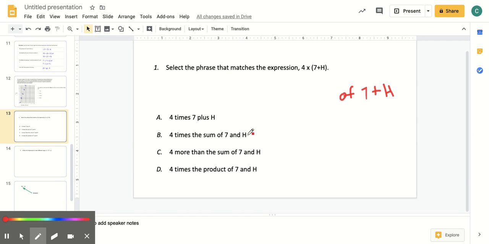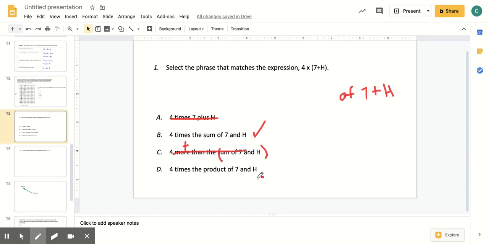So when I'm looking over these answer choices here, 4 times 7 plus h. Now that has the correct operations, but it does not show me the grouping, so therefore that expression is incorrect. 4 times the sum of 7 and h, that sounds pretty good, but I'm going to check the others. 4 more than the sum of 7 and h, so that shows me the grouping of 7 and h, but tells me that I'm adding 4 rather than multiplying, so that is incorrect.